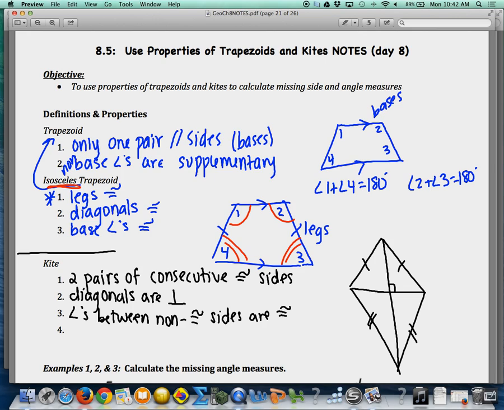Okay, so here's what I mean by that. This angle is in between the non-congruent sides. This angle is in between the non-congruent sides, so they're congruent.